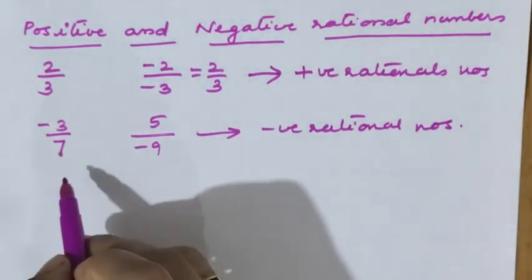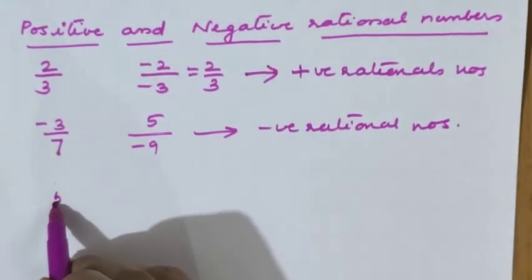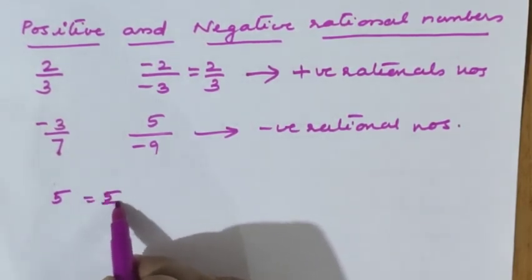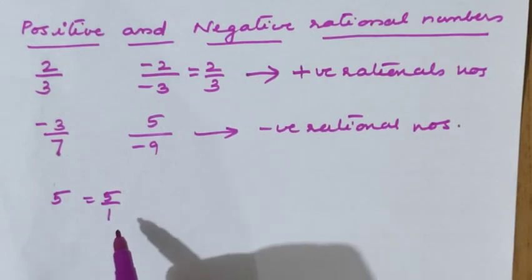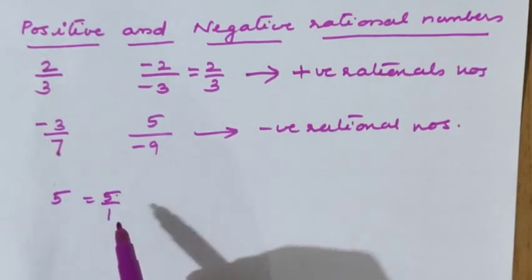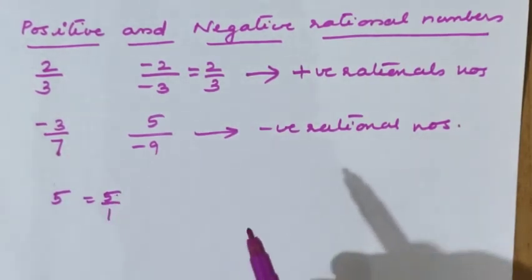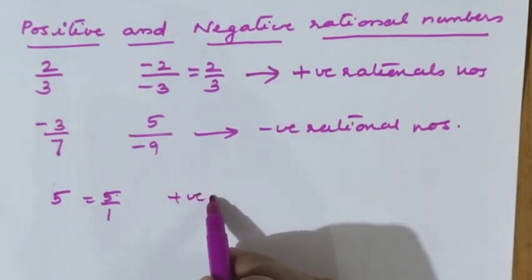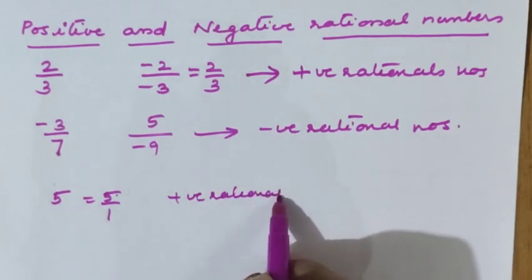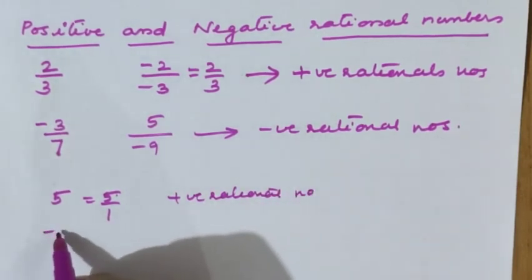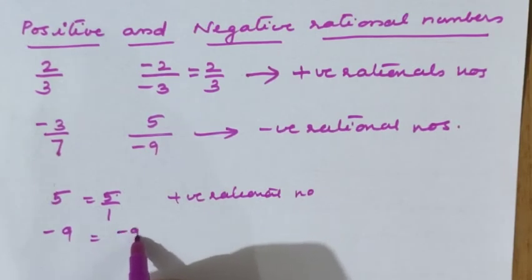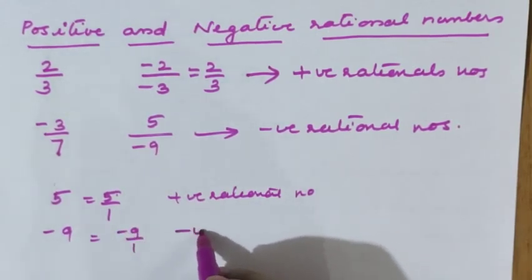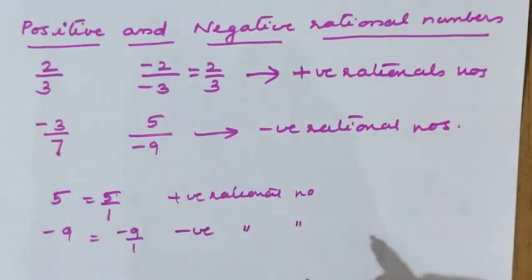Okay, now if I have taken 5, what is this, positive or negative? 5 is equal to 5 by 1, and it is expressed in the form p by q. Both the numerator and the denominator have the sign plus only, so it is an example of a positive rational number. What about minus 9? Minus 9 can be written as minus 9 by 1. Now the numerator is negative, so this is a negative rational number, right?